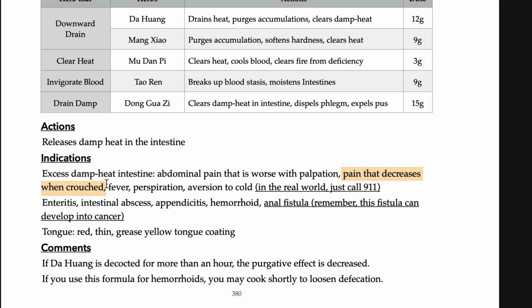And pain that decreased when crouched, like appendicitis, peritonitis. And fever, perspiration, aversion to cold. If this condition is with your family, just call 911. This is my sincere recommendation. So enteritis, intestinal abscess, appendicitis. Can you see these conditions?